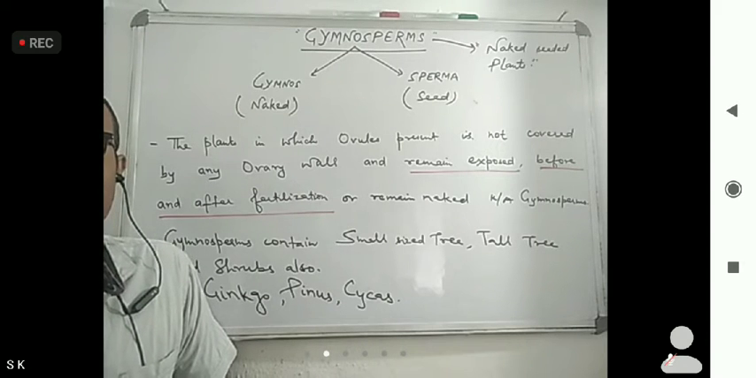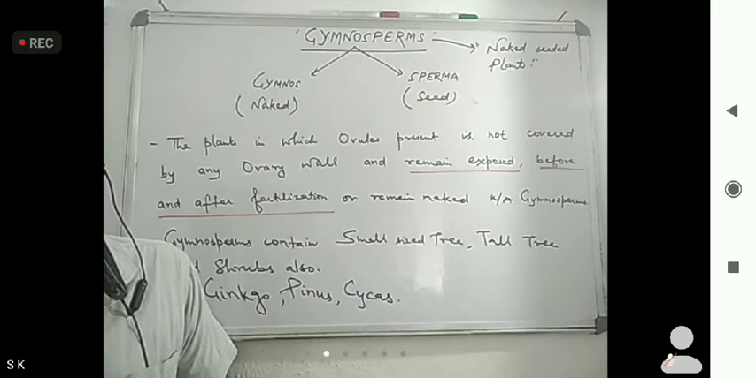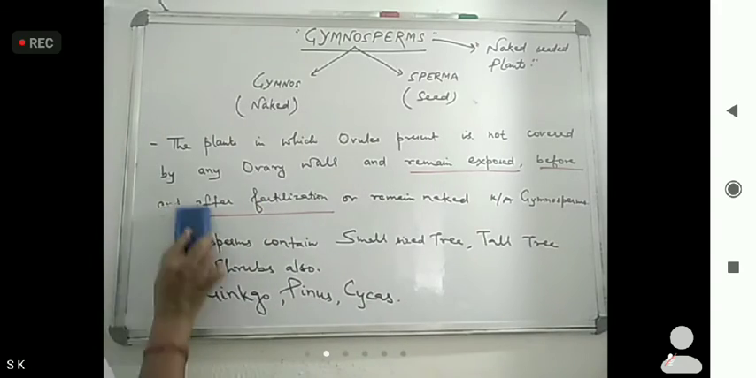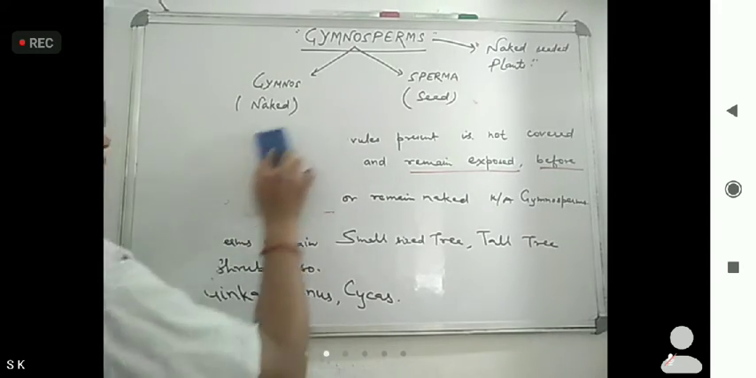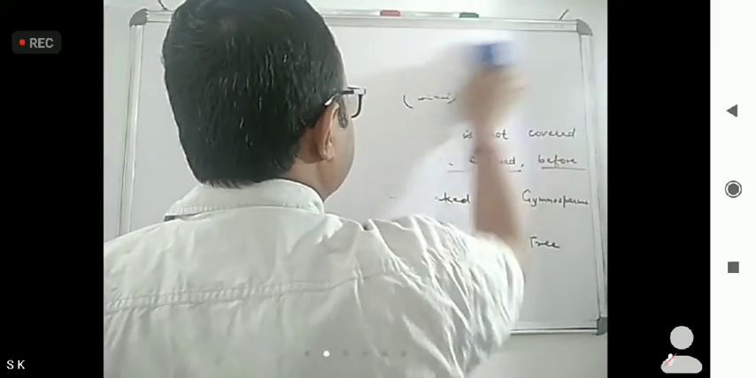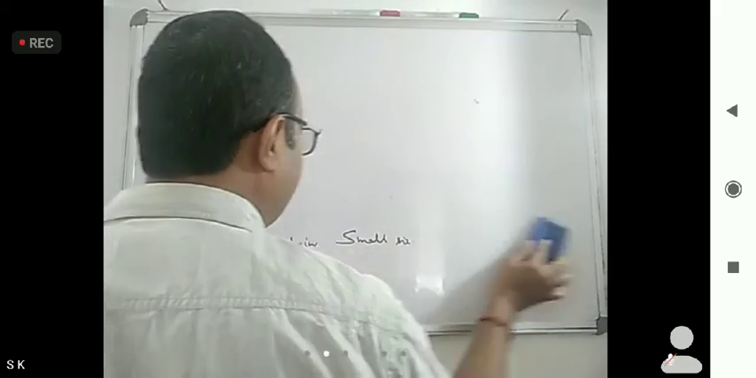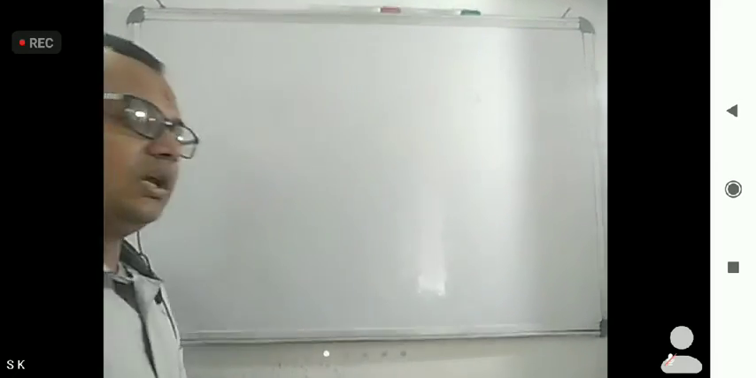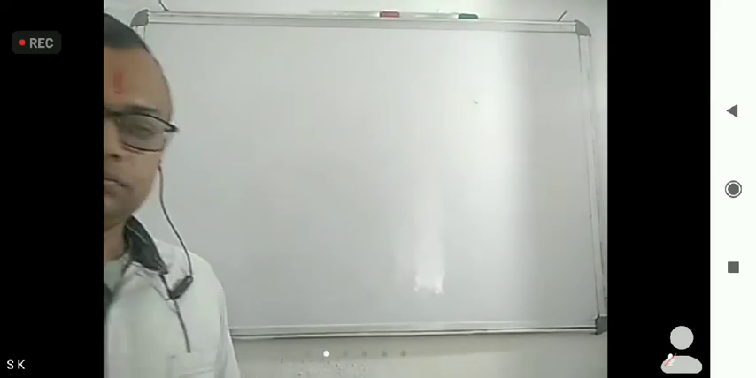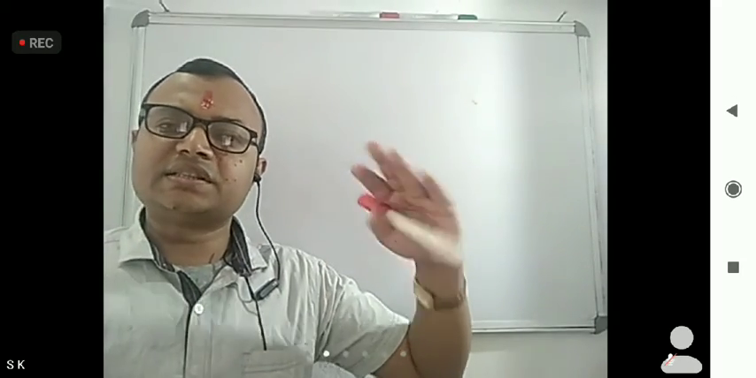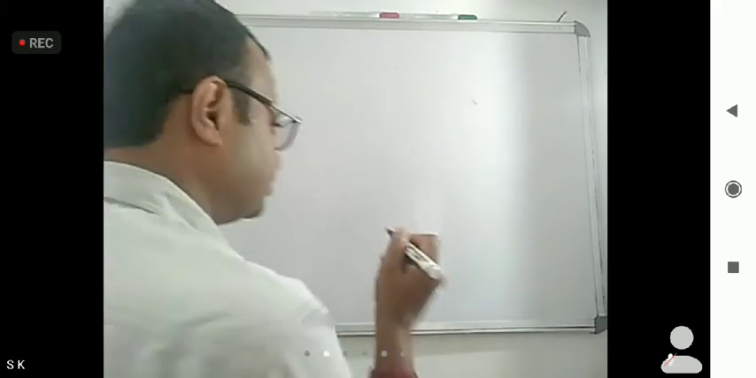Now we will see how ginkgo looks. This is also known as a distinct species of gymnosperms. Its scientific name is Ginkgo biloba. They contain open seeds. So first we have to see the figure.